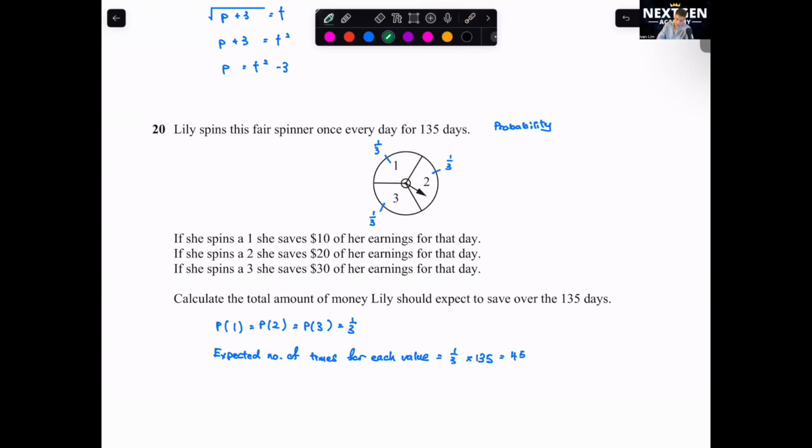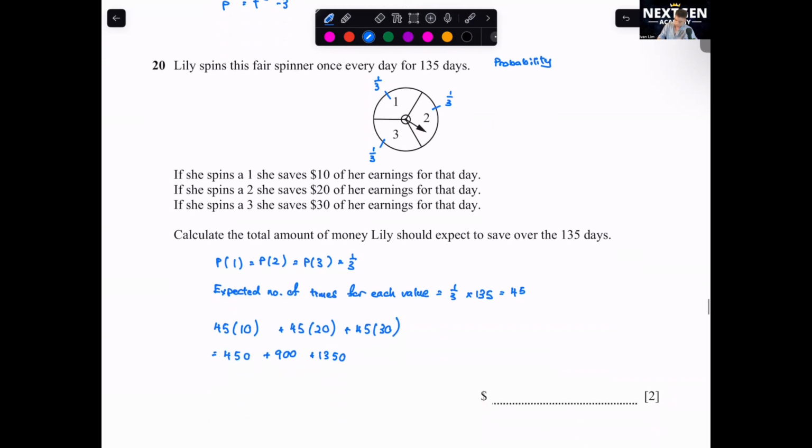So our calculation will be 45 multiplied by 10, 45 multiplied by 20, and 45 multiplied by 30. So 45 days it will be on 1, 45 days on 2, 45 days on 3. We calculate this: 450, 900, 1350. Add it up: 450 plus 900 plus 1350. You will get 2700.